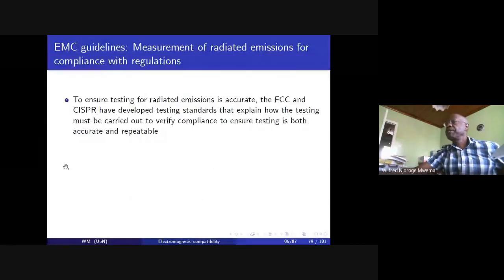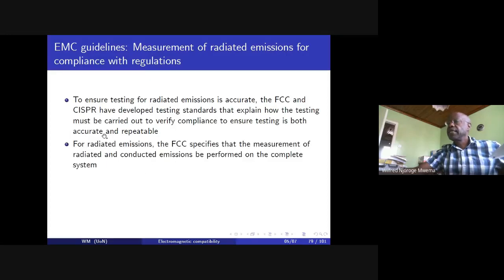So how do we measure these radiated emissions for compliance? To ensure testing for radiated emission is accurate, the FCC and the CISPR have developed testing standards that explain how the test must be carried out to verify compliance, to ensure testing is both accurate and repeatable throughout. For radiated emissions, the FCC specifies that the measurement of the radiated and conducted emissions must be performed on the complete system.